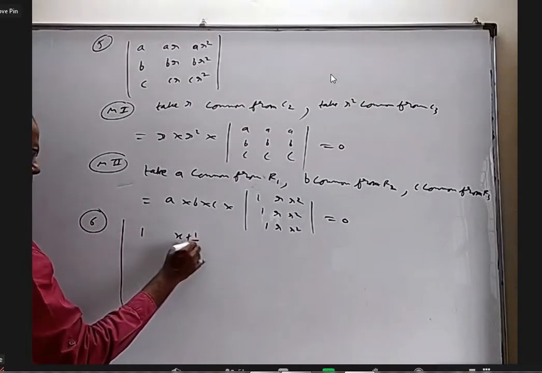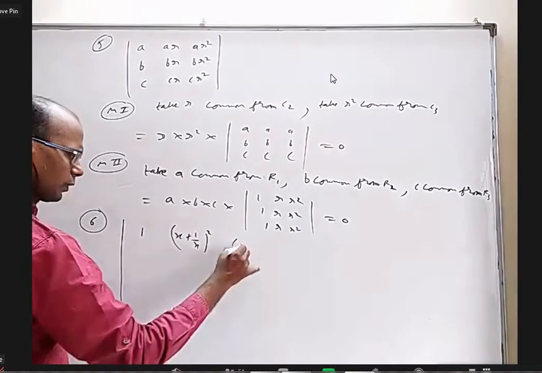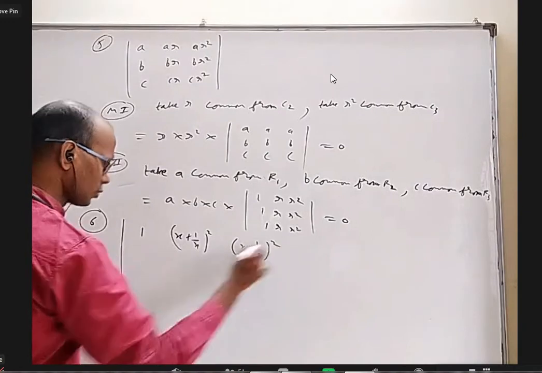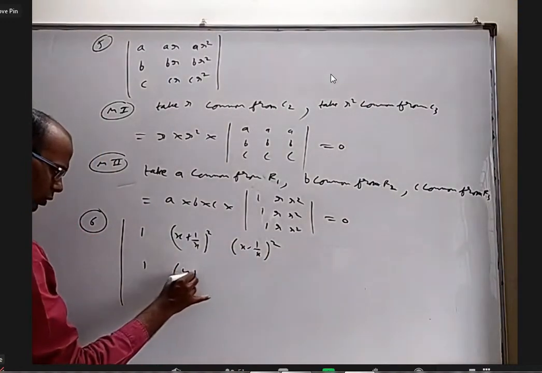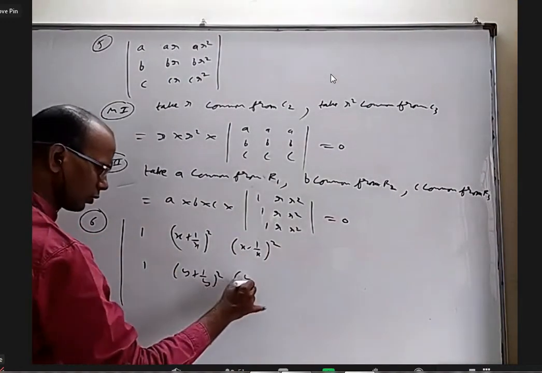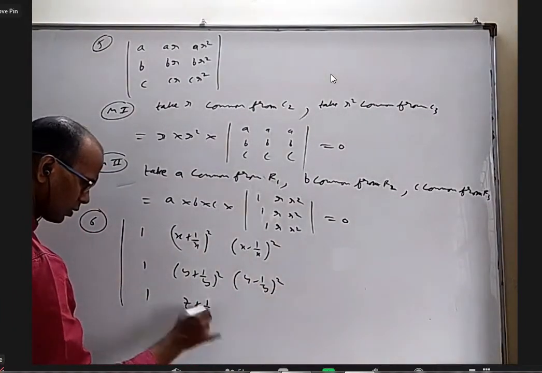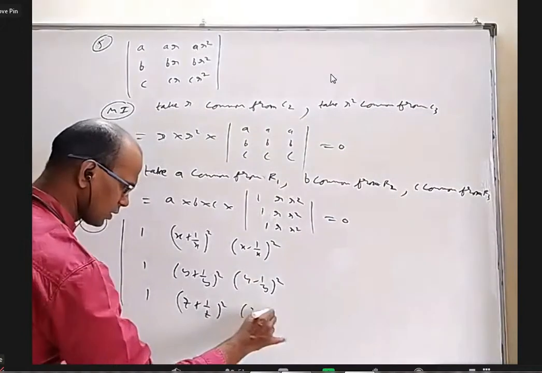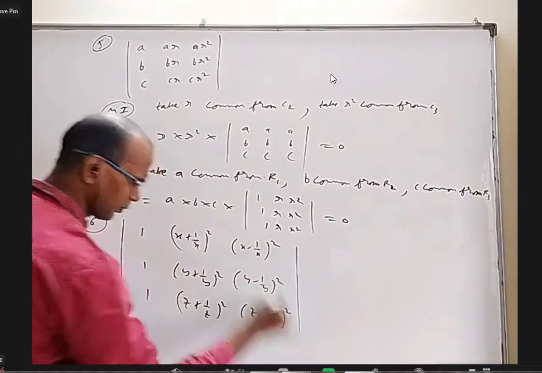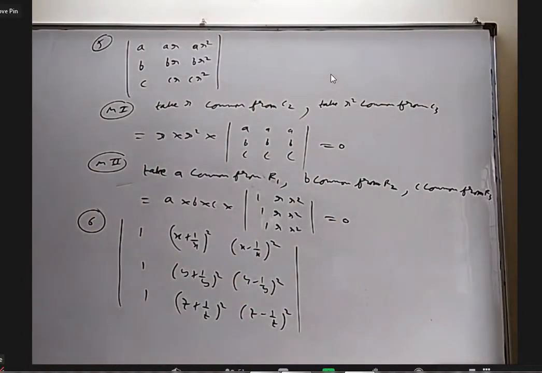1, x plus 1 by x whole square, x minus 1 by x whole square. 1, y plus 1 by y whole square, y minus 1 by y whole square. 1, z plus 1 by z whole square, z minus 1 by z whole square. Okay, this is also 0. Think about it, why it is.